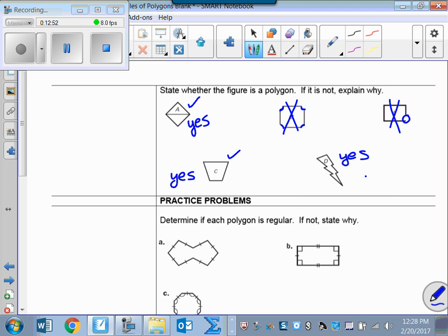And this one is concave because, as you can see, if I connect this vertex with that one over there, then parts of the diagonal are outside of the polygon. And these 2, A and C, would both be convex polygons.